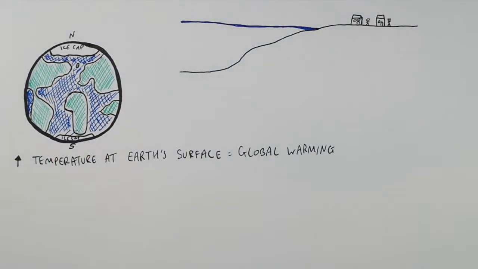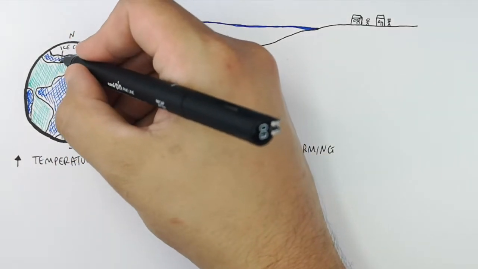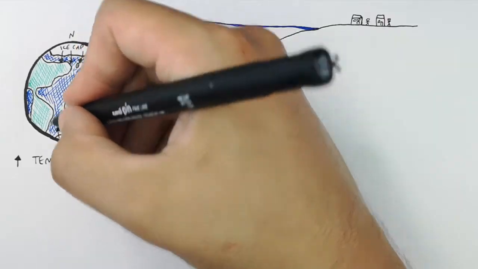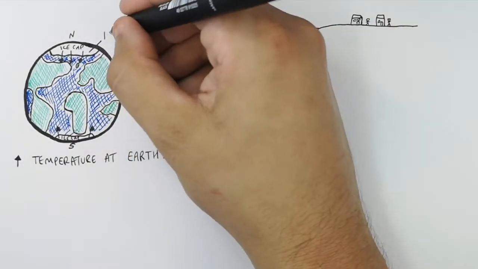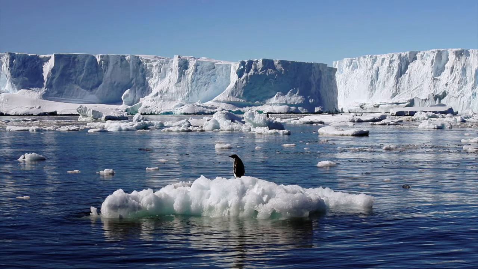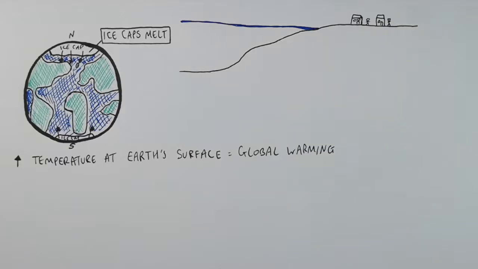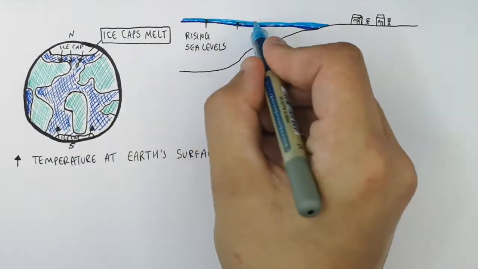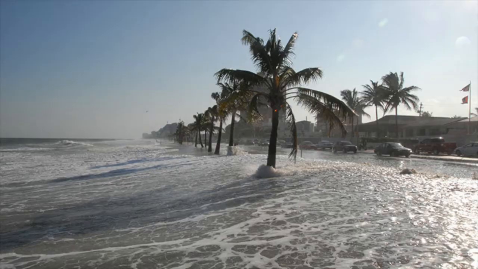Because if the Earth's average temperature is too warm, that can lead to the ice caps at the North and South Poles melting into the sea. So if the ice caps are melting, the water will enter the sea in liquid form, as you can see here. This will cause rising sea levels. So the sea levels are going to rise, which can cause more frequent flooding.